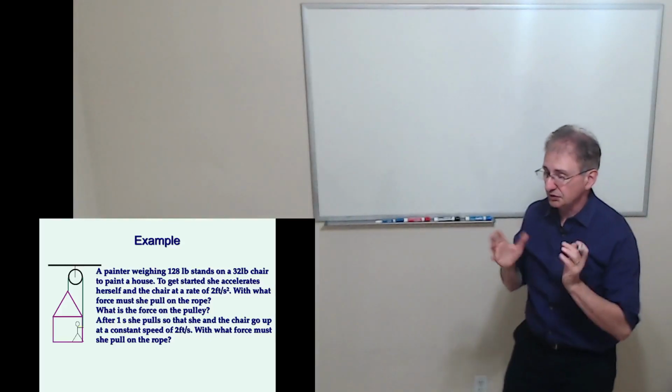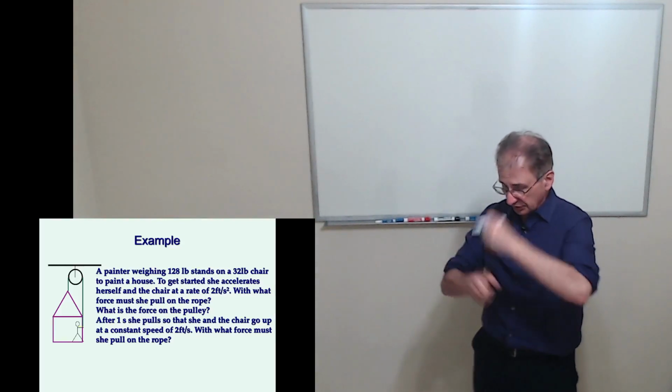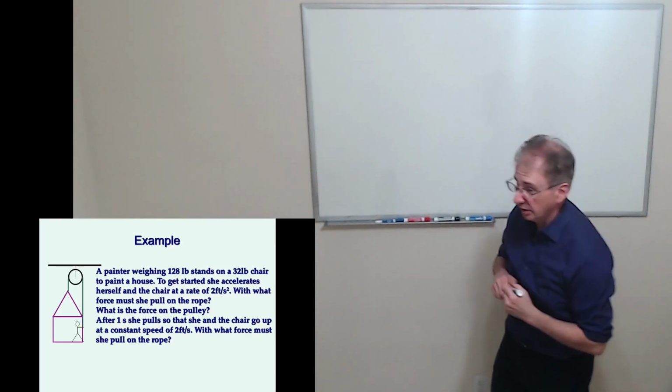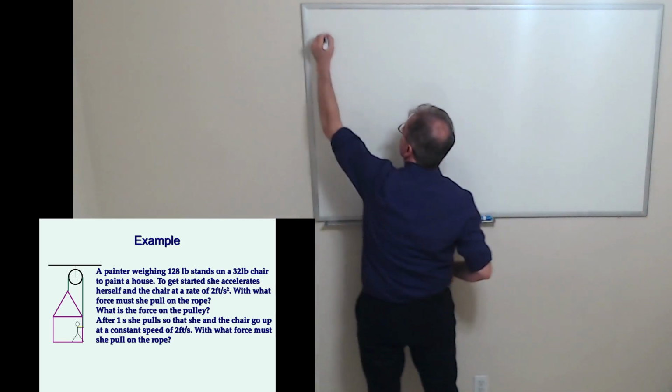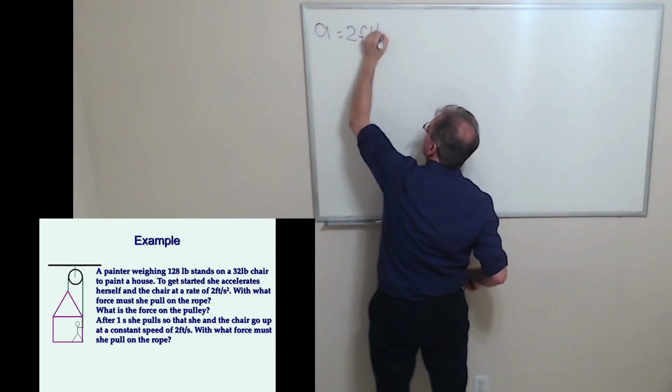All right, so I want to solve this problem with this person in the chair. She's pulling herself up at a rate of 2 feet per second squared. So let me write that down. Her acceleration is 2 feet per second squared.